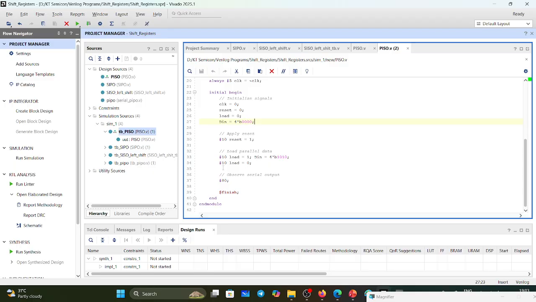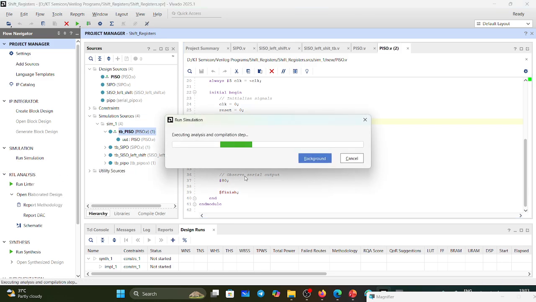So after that it will do the shift operation, no? So observe the serial out for 80 time units, $finish, end, and endmodule. Okay, this is the test bench. Okay, so go to the simulation, run behavioral simulation.